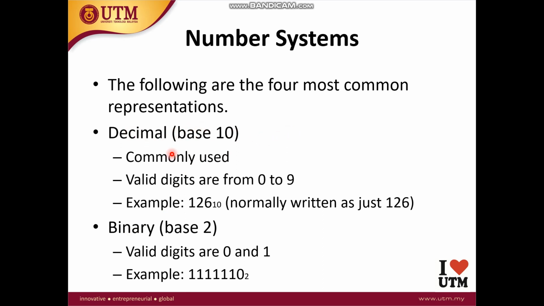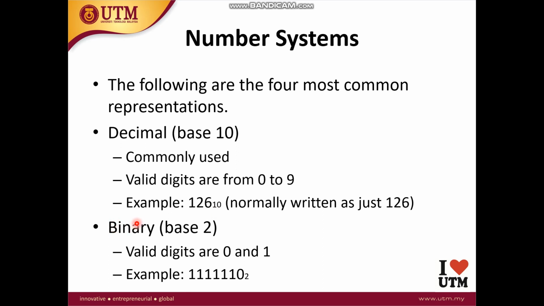The decimal numbers are the commonly used numbers, and the valid digits are from 0 to 9, the real numbers we use nowadays. For example, 126, when it is written with base 10, means it is a decimal number, and it's normally written as 126. We are not using that 10.